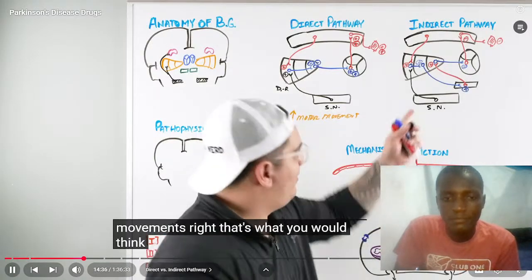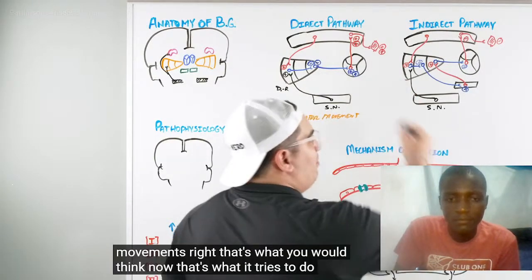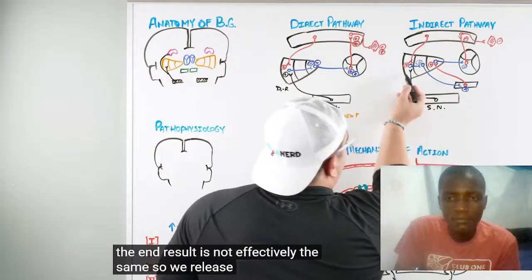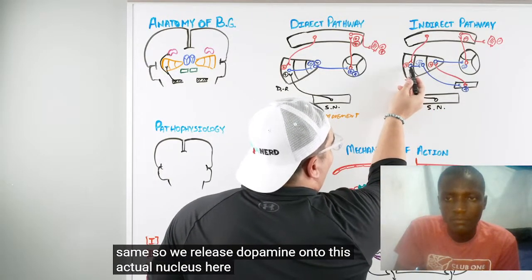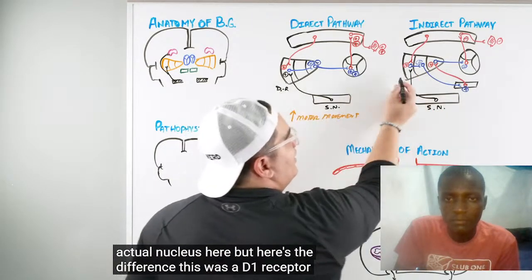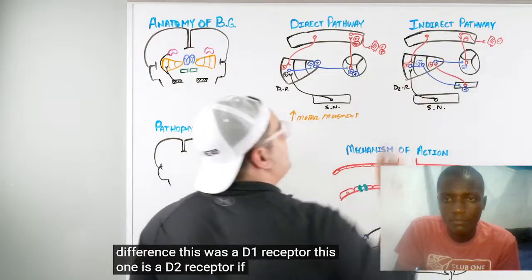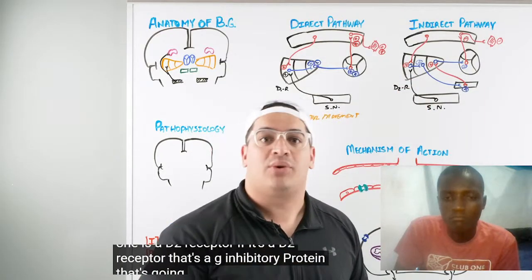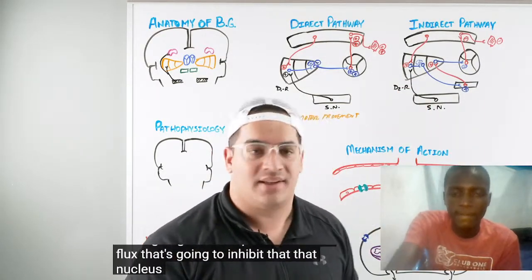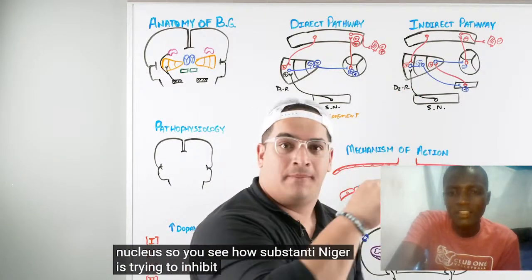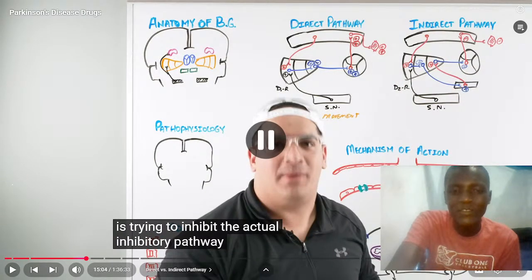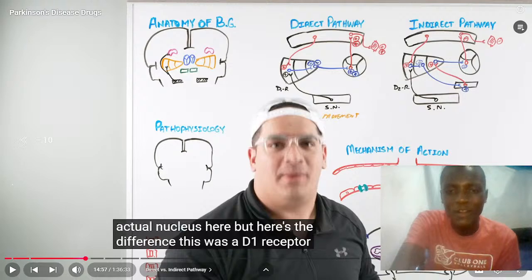Right? That's what you would think. Now, that's what it tries to do, but the end result is not effectively the same. So we release dopamine onto this actual nucleus here. But here's the difference. This was a D1 receptor. This one is a D2 receptor. If it's a D2 receptor, that's a G inhibitory protein. That's going to cause potassium ion efflux. That's going to inhibit that nucleus. So you see how the substantia nigra is trying to inhibit the actual inhibitory pathway.